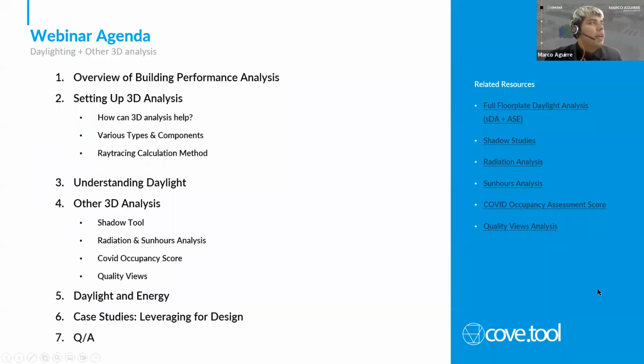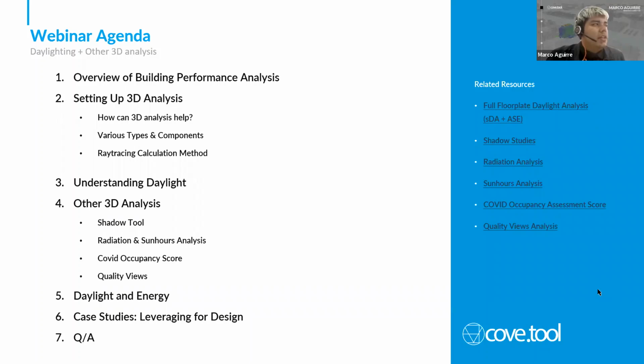Awesome. So a quick look at today's webinar. We're going to be doing an overview of the performance analysis, how to set up the 3D analysis, the different things you need to know about our calculation method, the different types, and then how overall 3D analysis can help you out. We're going to go first into breaking down daylight modeling and understanding how STA, AAC are calculated, how to read those maps, and how they affect your building's energy.